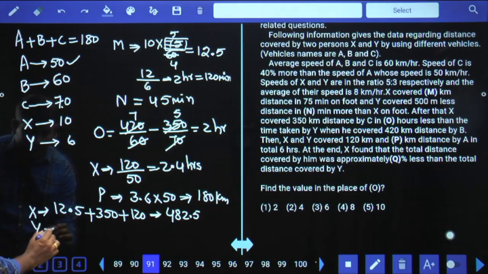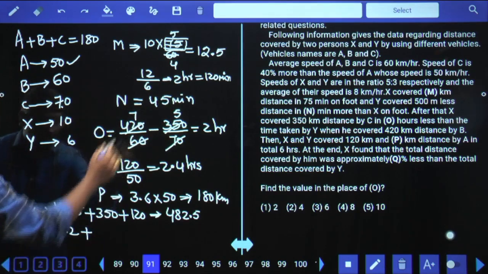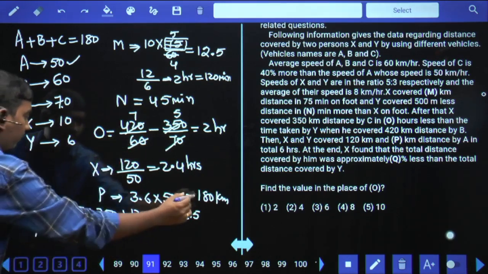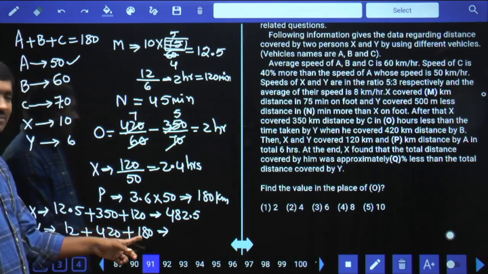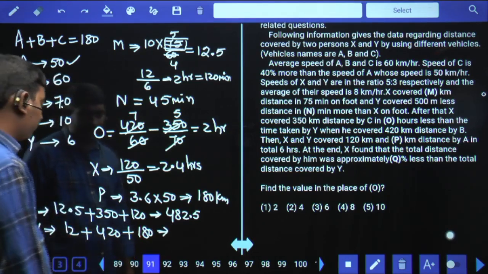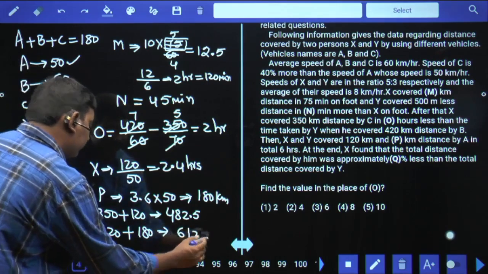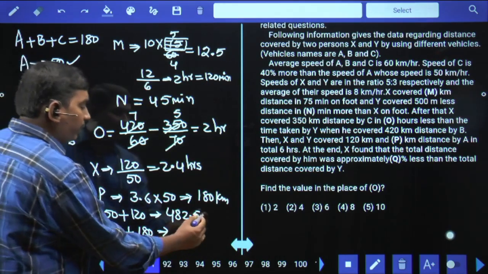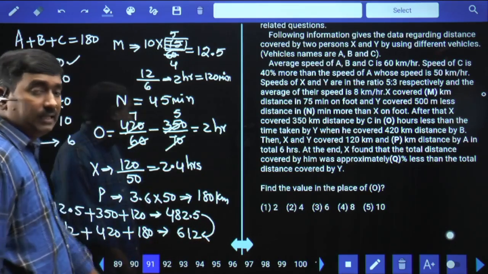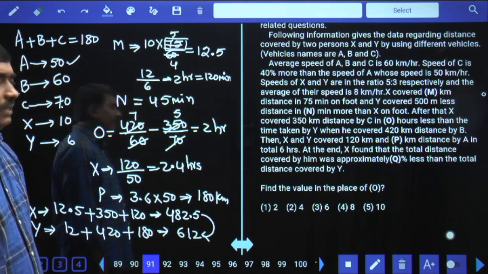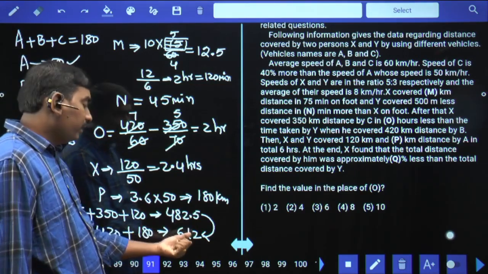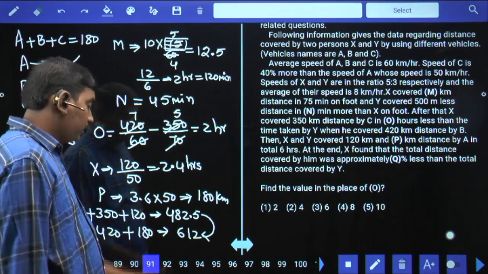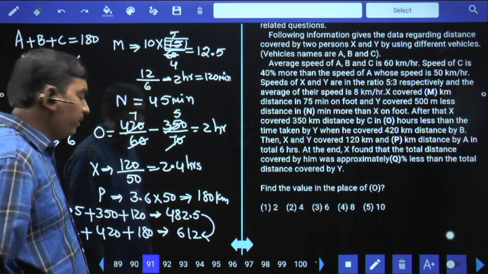And Y traveled how much distance? Initially 12 kilometers, next 420 kilometers, next 180 kilometers. 420 plus 180, 600, 600 plus 12, 612 kilometers. So 482.5 is what percentage less than 612? Percentage less means difference by the larger value. So the difference is 129.5.